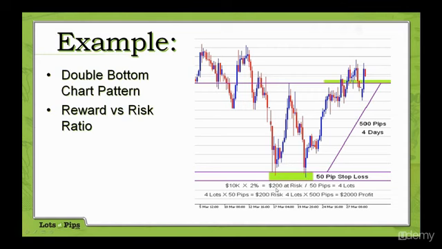So if you say I only want to risk 2%, then I should only trade 4 lots with a 50 pip stop loss. 4 times 50 is 200, so there I have $200. And 4 lots times 500 equals $2,000 profit. So I've got a 10-to-1, obviously 500 pips to 50 pips. I am risking $200 for the potential to make $2,000 profit.